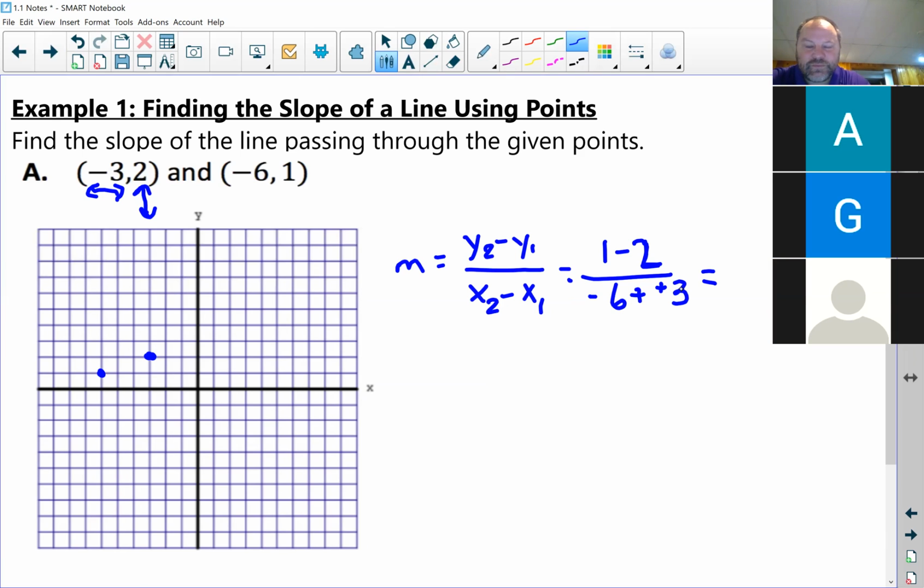-1. All right, -1 is correct. Excellent. And then in my denominator, I have -6 plus 3. -3. Grace, you kind of cut off, but I think what you said was -3, and that would be correct.